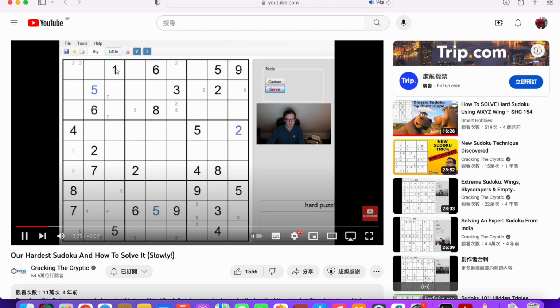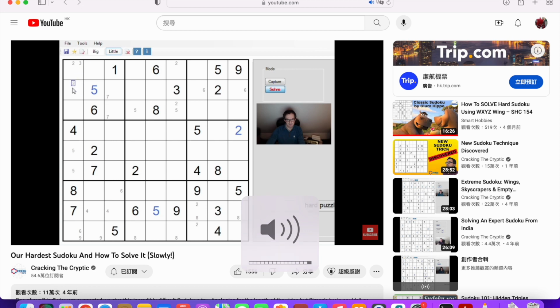Interesting thing here is that actually this square is also restricted, isn't it? Because we have the numbers 1, 5, and 6 already in the block. So what can this square be? It can't be 1, can't be 2 or 3, can't be 4, 5, or 6, or 7 or 8. This square can only be a 9. There's a hidden single there.